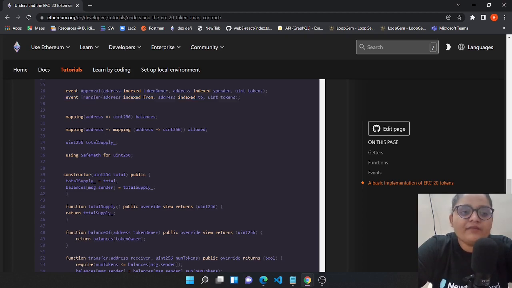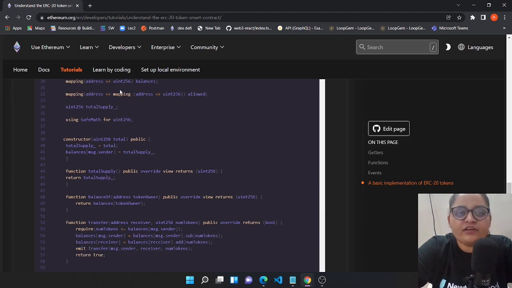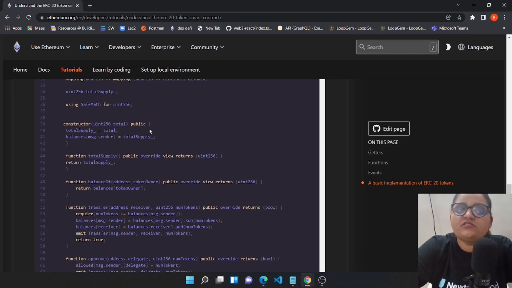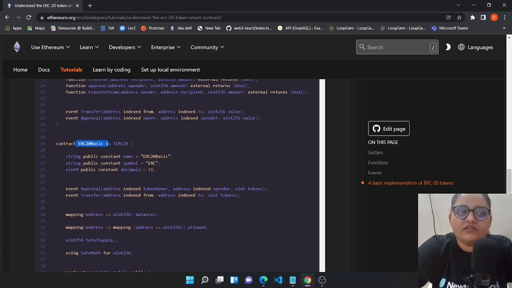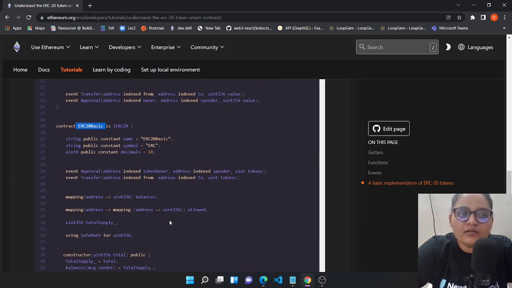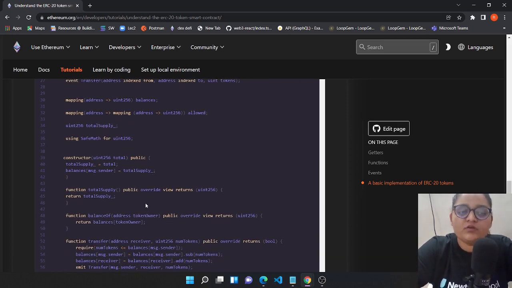And we have the mapping, which means that your address will be mapped with the amount of tokens you have in your particular address account. Then another mapping is for if you allowed one address, how much token you allowed and which address allowed which address to spend. Then total supply particularly returns the number of tokens you initially created, like the one who created this ERC20 token, and how much token that particular person created.